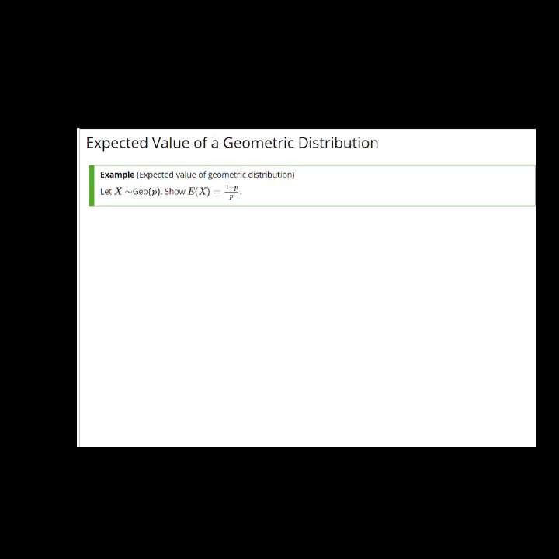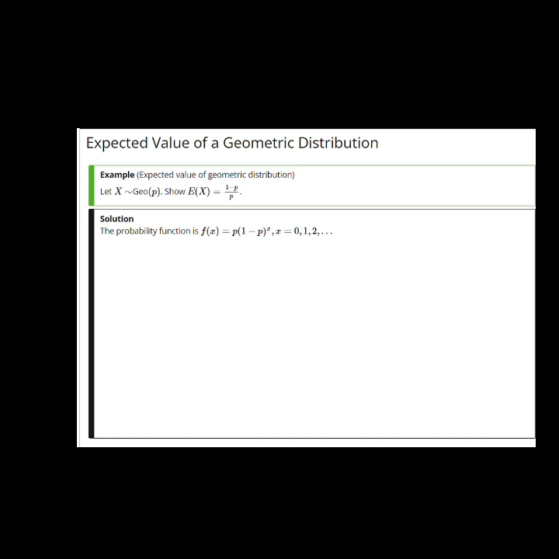Example, the expected value of a geometric distribution. Suppose that x has a geometric distribution with parameter p. I'd like to show that the expected value of x is 1 minus p divided by p. Once again, we begin by writing down the probability function, f of x is p times 1 minus p to the power x. Once again, the expected value of x is the sum of all the values, little x, times f of x. We pull out a factor of 1 minus p. We're left with a summation x equals 0 to infinity, x times 1 minus p to the power x minus 1.